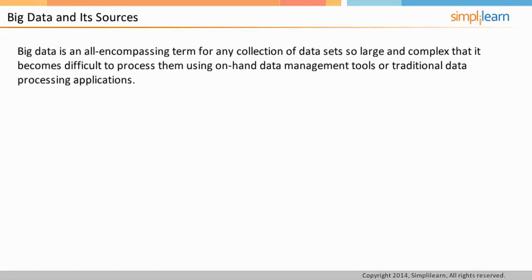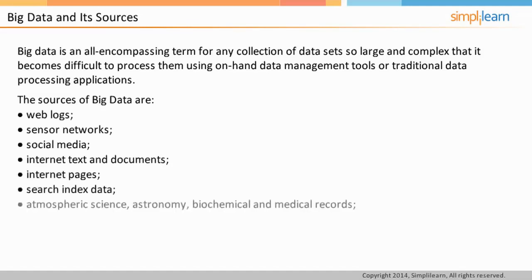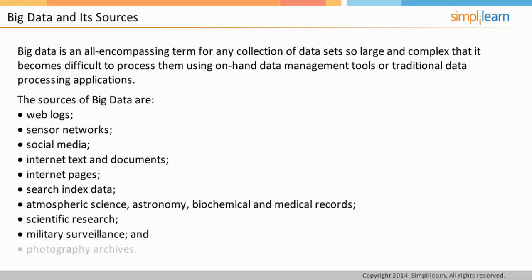Big data is an all-encompassing term for any collection of data sets so large and complex that it becomes difficult to process them using on-hand data management tools or traditional data processing applications. Some of the sources of big data are weblogs, sensor networks, social media, internet text and documents, internet pages, search index data, atmospheric science, astronomy, biochemical and medical records, scientific research, military surveillance, and photography archives. In the next screen, we will focus on the three characteristics of big data.